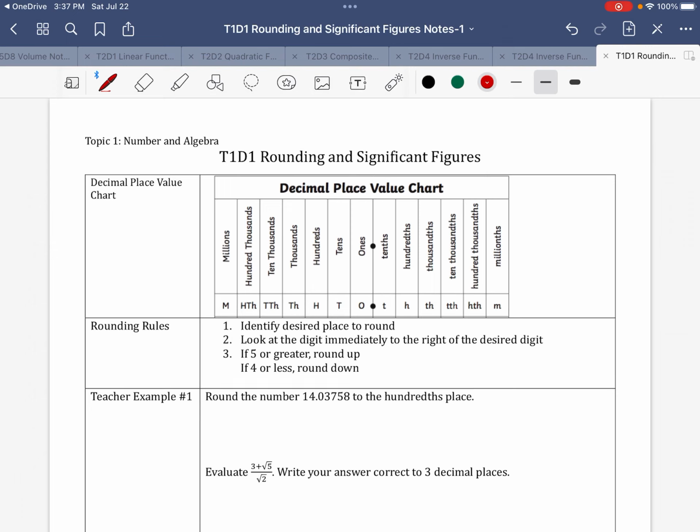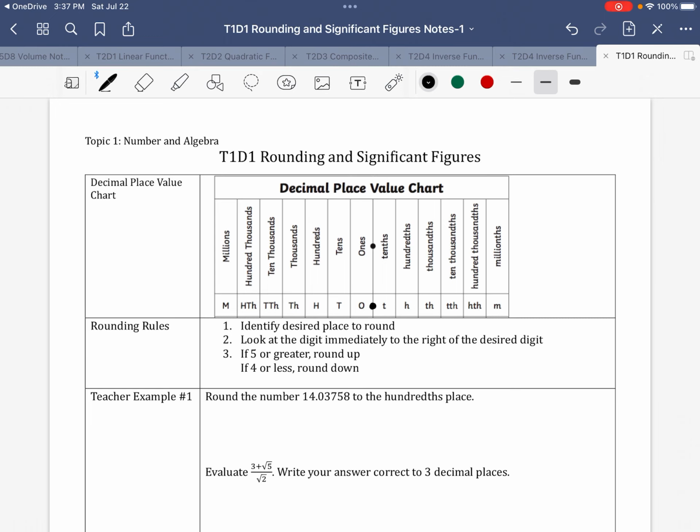But if we think about this decimal point here, and then numbers that are getting larger than ones, we have our ones, tens, hundreds, thousands, and so on. And then into our decimals, we have our tenths place, our hundredths place, our thousandths place, and so forth.